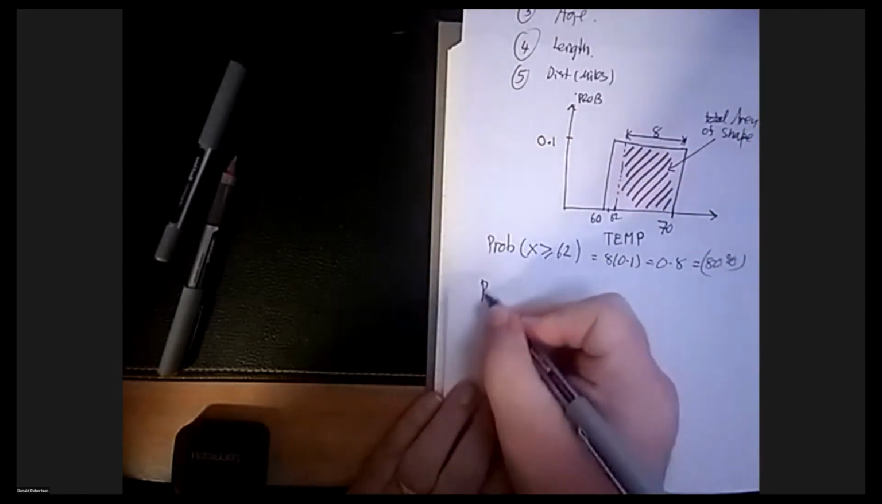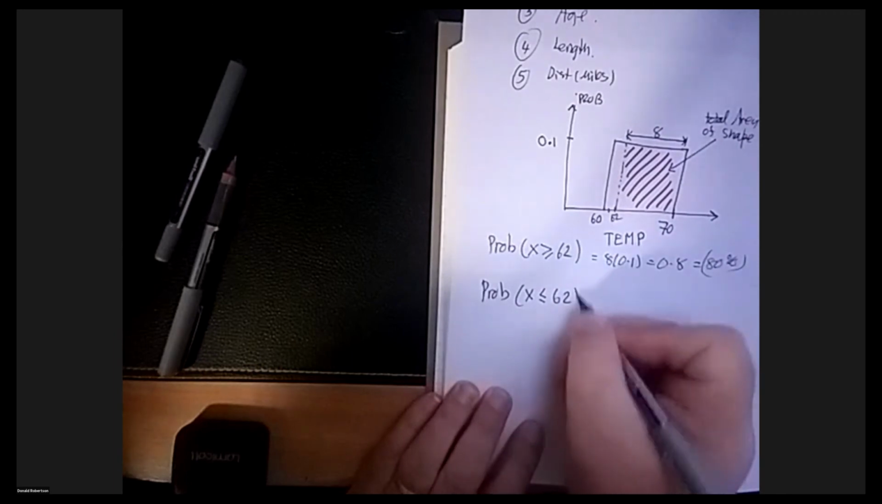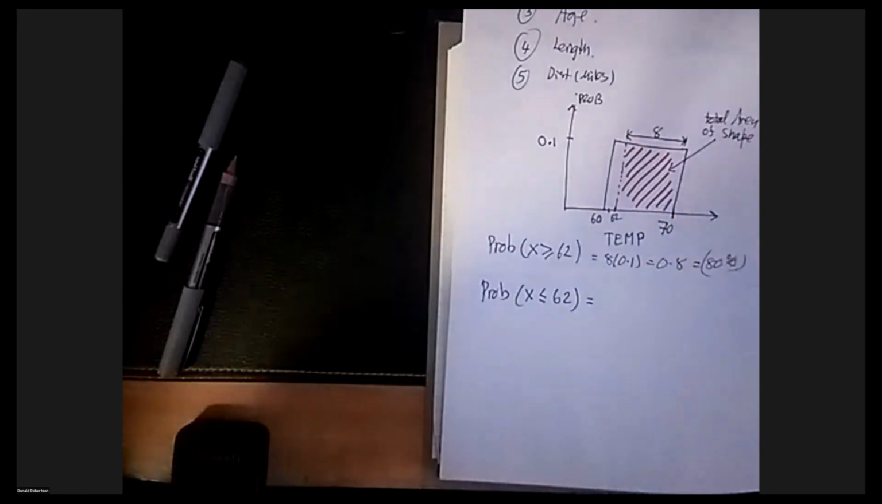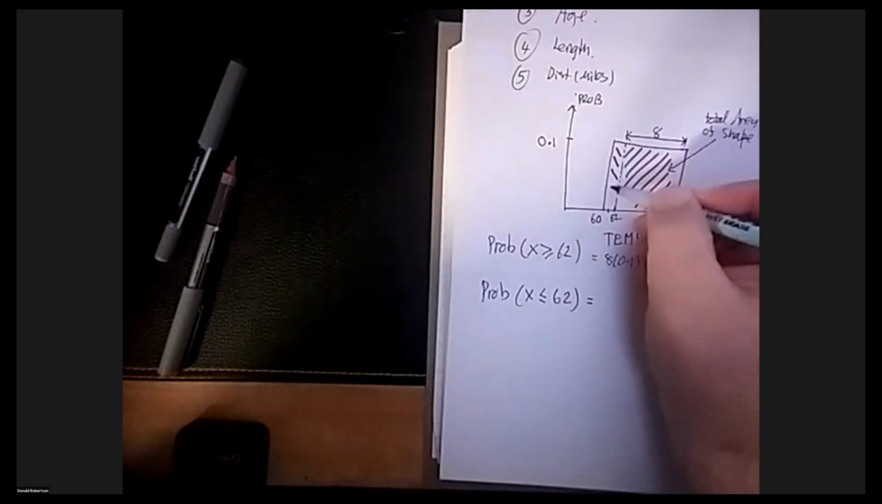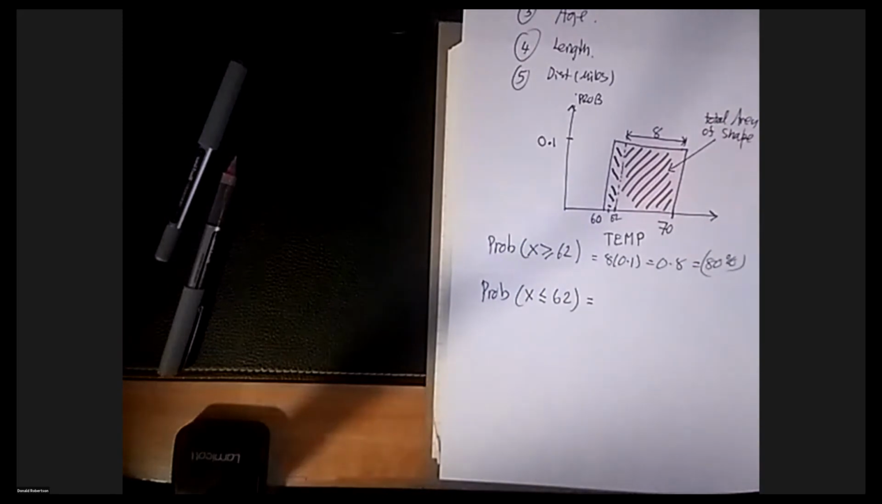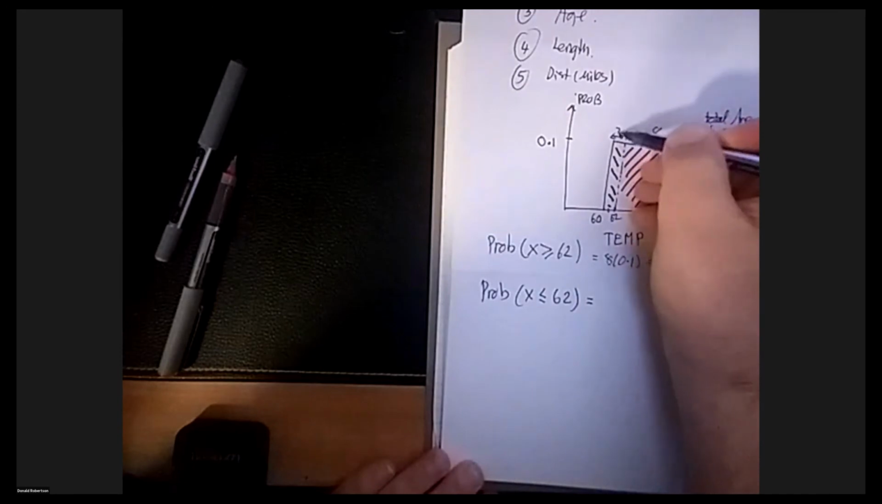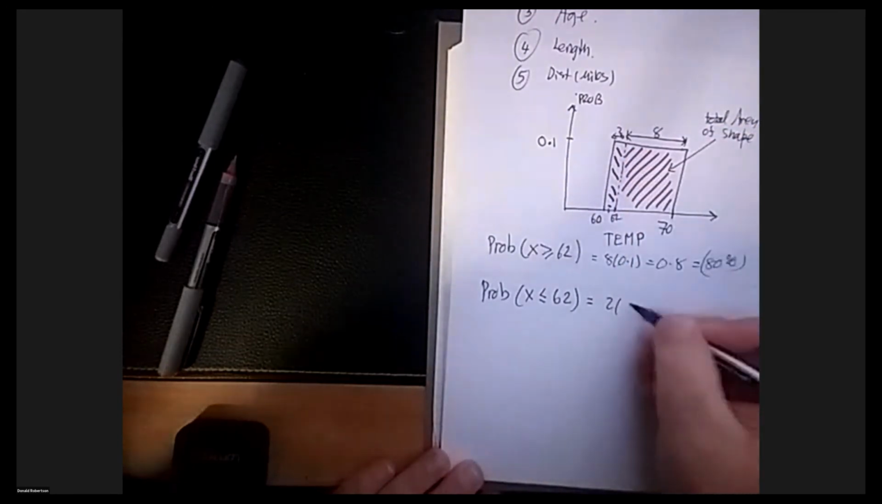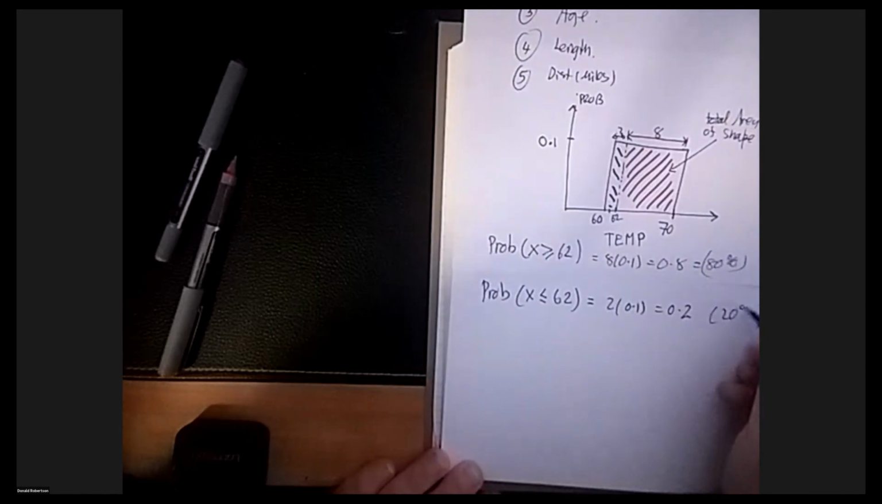So let me show you a less than then. And I'm going to cheat a little bit. What's the probability that I turn up to this island and the temperature is actually less than 62? Right, less than or equal to 62. Less than or equal to 62 is this piece of the cake, right? And this piece of the cake is 2 that way, multiplied by 0.1 the other way. And so we get 0.2 or 20%.